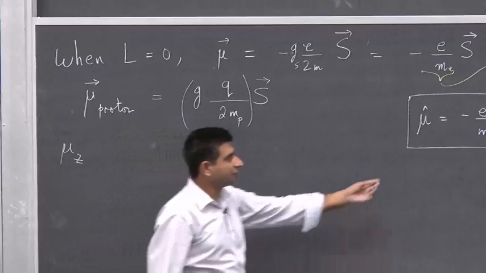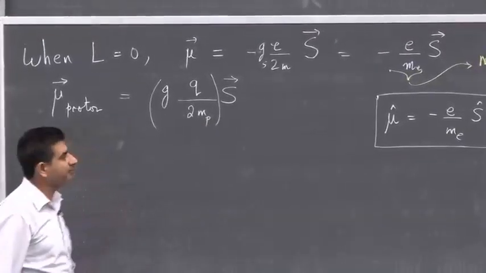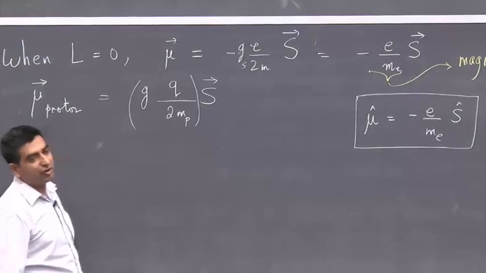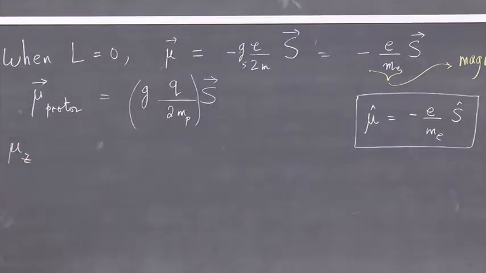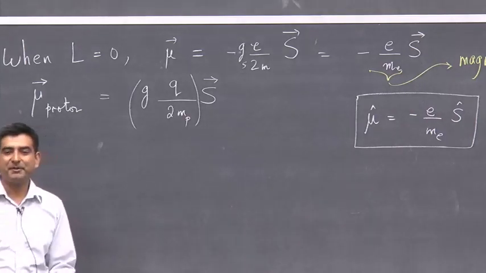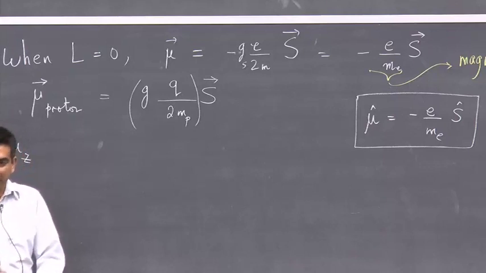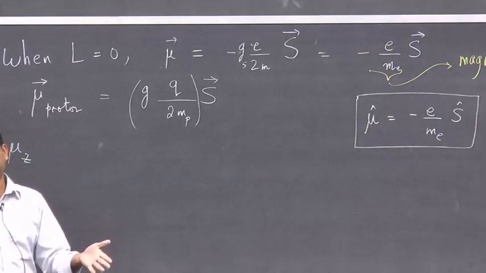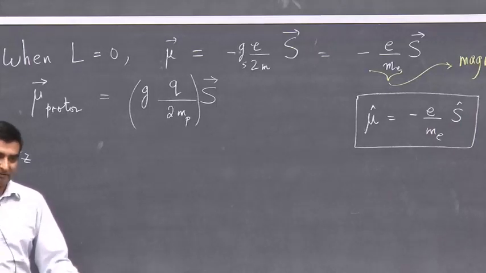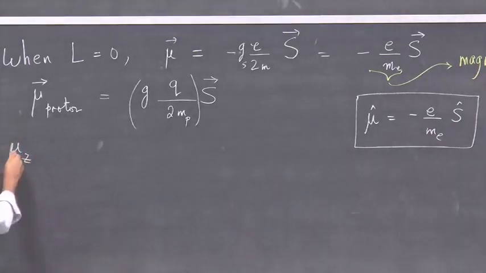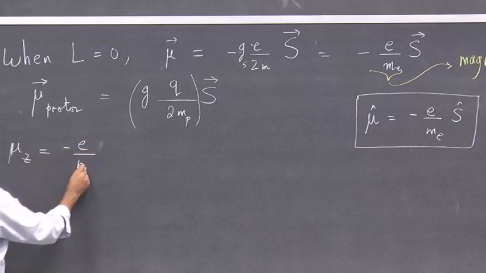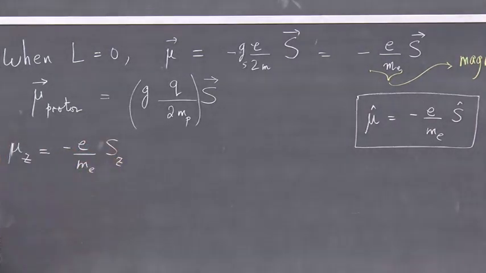Remember, we're focusing our attention on just an electron, the spin of an electron. Now if you measure the z component of the magnetic moment, you perform an experiment. Remember, whenever you want to perform an experiment, you have to break the symmetry. You measure the magnetic moment along a certain axis because it's a vector. So you break the symmetry and you measure along any axis and you call it the z-axis. If you measure along the z-axis, the magnetic moment that comes out is mu_z equals minus e over m_e times the z component of the spin.